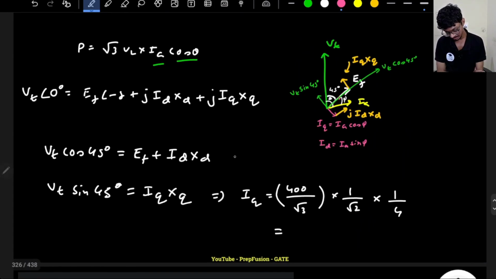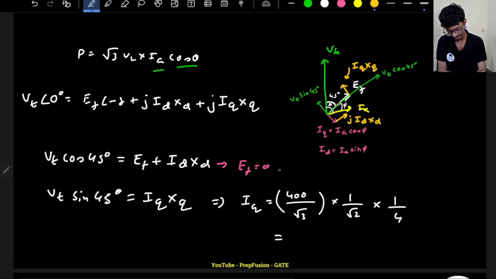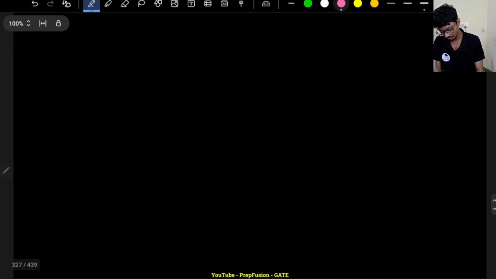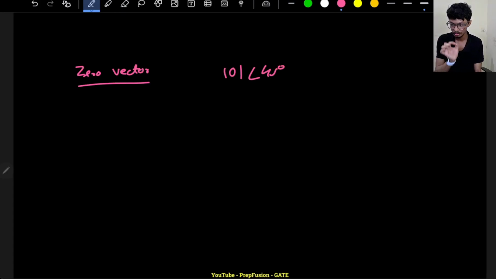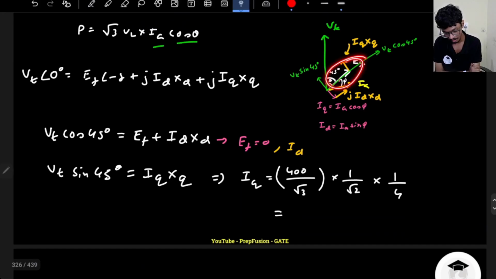EF is 0. I am drawing a general phasor diagram, but if EF is 0, then things become even simpler. I can easily find out what my ID is. EF will have some angle. Now you might have a doubt: sir, how does EF have an angle if it is 0? There is a concept behind the zero vector. Its magnitude is 0, but it can have any direction. So don't get confused about how EF is there if it is 0.